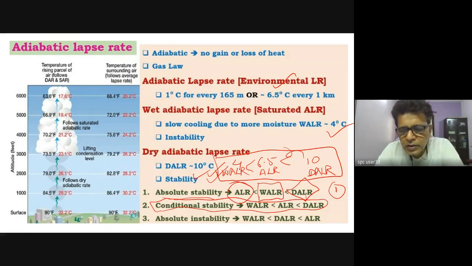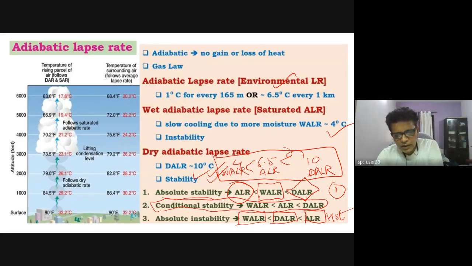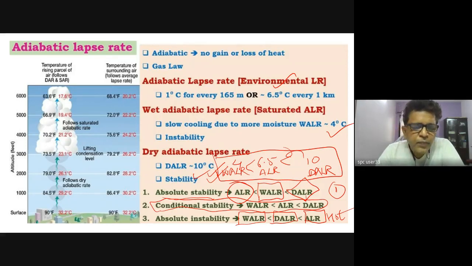Then you have absolute instability when you're going to have heavy rains, where you will see that the wet adiabatic lapse rate is lesser than dry adiabatic lapse rate. And of course, you'll see that the environmental lapse rate is much higher than that. This means it is going to be a very hot day, and that leads to an absolute instability, and that is why you're going to have torrential convectional rainfall towards the latter part of the day. And that is how these three are related.